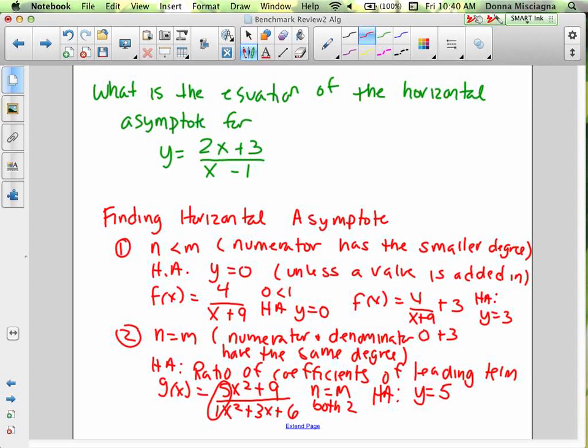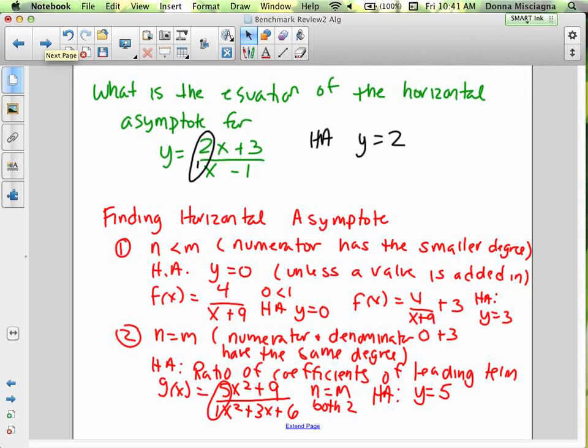And the horizontal asymptote in this case, it's going to be the ratio of the coefficients. So the horizontal asymptote is y equals 2. Right? And that's all there is to it. If the 2 had been in the bottom, it would have been 1/2, by the way. Right? So it's just however the numbers go. All right?